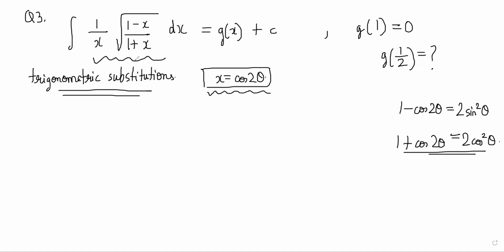If you had taken any other substitution, you might be able to remove one of the roots, but the other one would not be removed, right? For example, if there was a single root 1 minus x, you could have taken x as sin square theta or something, right?